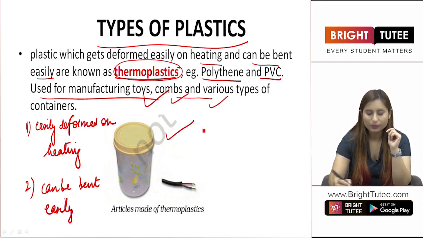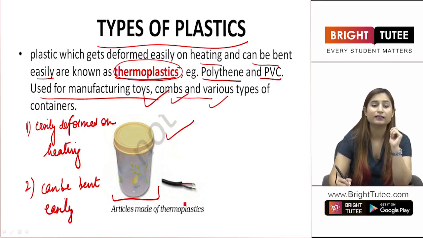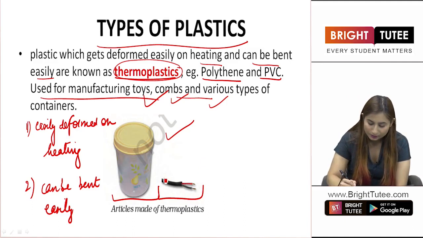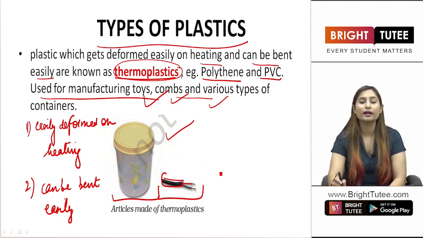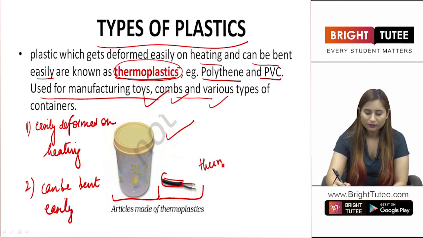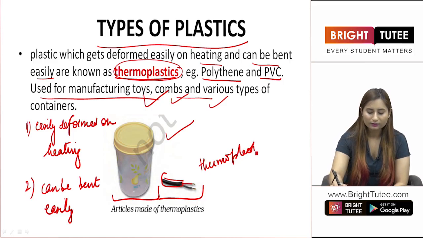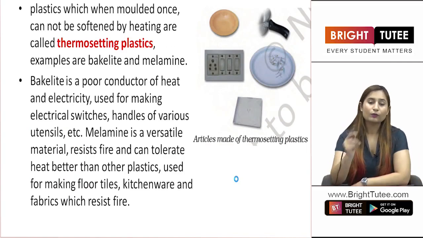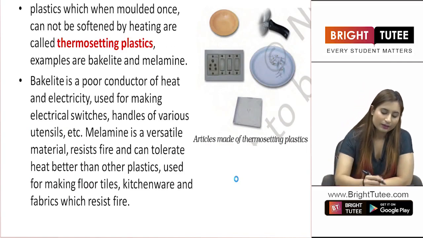There is a picture showing you that this is a thermoplastic container, and this is an electric wire which is covered. There is a layer of plastic on the wire which is made up of thermoplastic, right? So this is the first kind of plastic. Now moving on to the second kind of plastic.